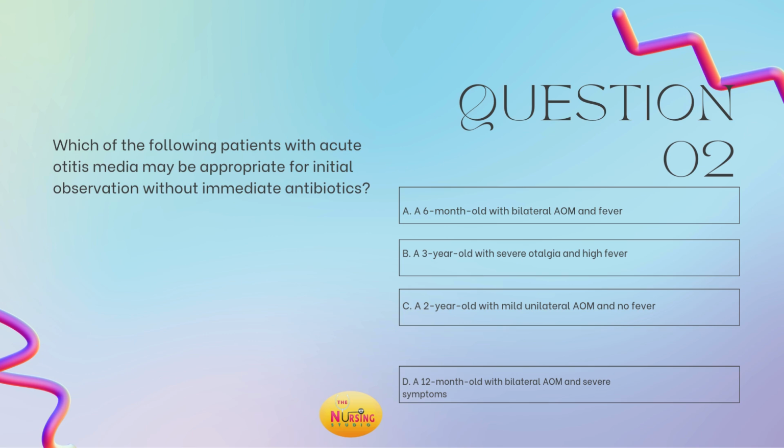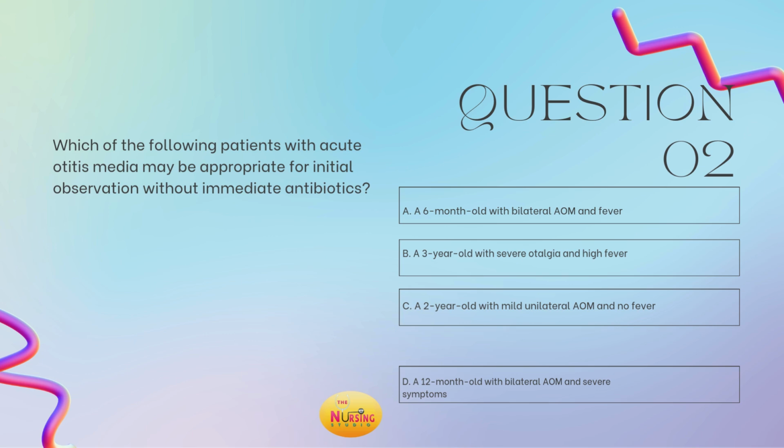All right, so again, in this scenario, the stem is the question. The question is the stem, and it states, which of the following patients with acute otitis media may be appropriate for initial observation without immediate antibiotics? All right, so your best answer here would be C, a 2-year-old with mild unilateral acute otitis media and no fever. And let's talk about why.